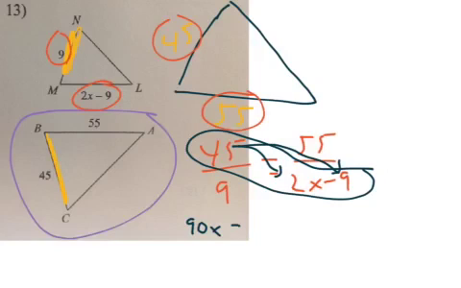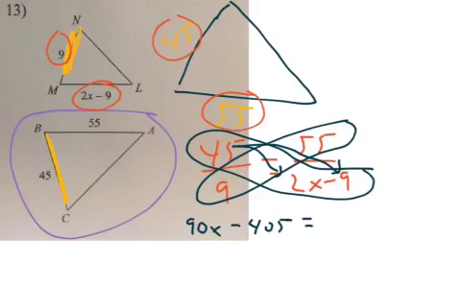Now notice guys, I'm doing the distributive property. 45 times 9 is 405. That's going to equal cross multiplying the other way, and 9 times 55 is 495, okay? And so what would be next is I'm just going to go ahead and add 405 to both sides, plus 405.